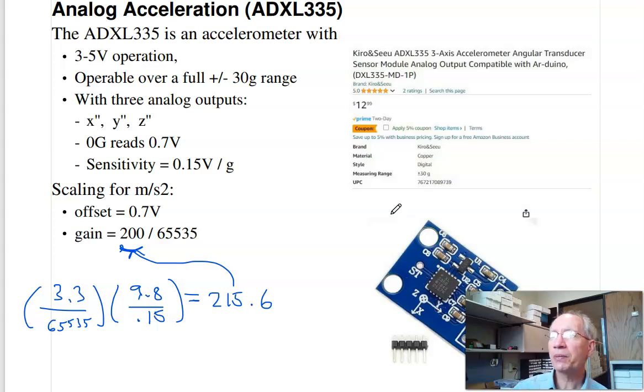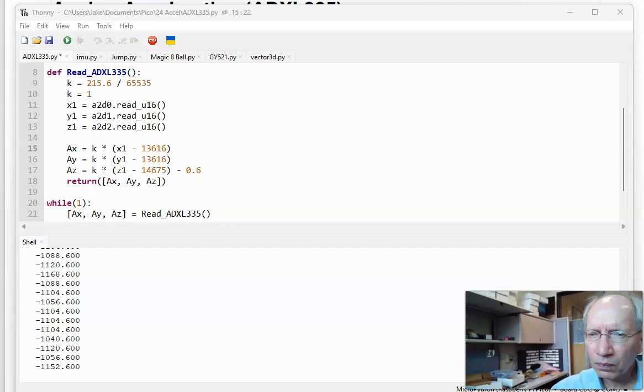Now 0G reads as 0.7 volts, and the sensitivity is 0.15 volts per G, so I can scale that. Once you get a voltage out, the offset's 0.7 volts, 0.7 means 0, and the gain should be multiplied by a scalar. That scalar's 3.3 over 65,000 gives you volts. 9.8 is 0.15 volts based upon the sensitivity. Multiply it all out, it's 215.6. So here I've got the acceleration.